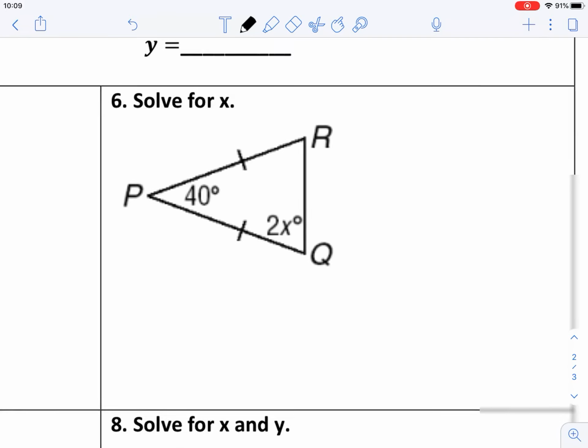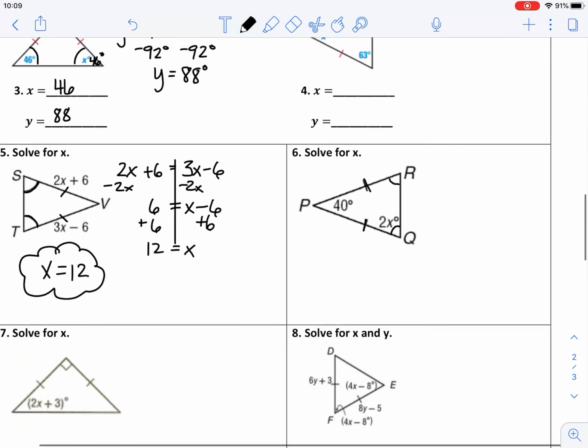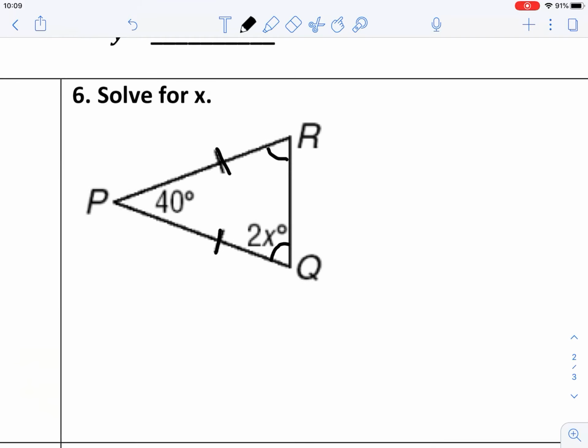Exercise number 6, again, we have an isosceles triangle, two congruent sides, which tells me that I have two congruent angles. So in solving for x, we have a fairly different strategy than with number 5, because instead of congruent sides, we have congruent angles. Since angle R is congruent to angle Q, we can conclude that angle R has a measure of 2x degrees.